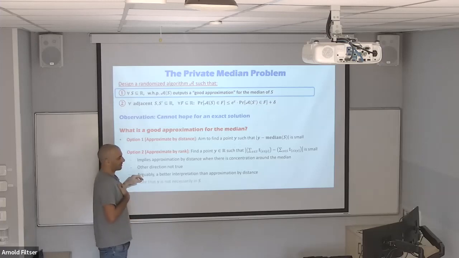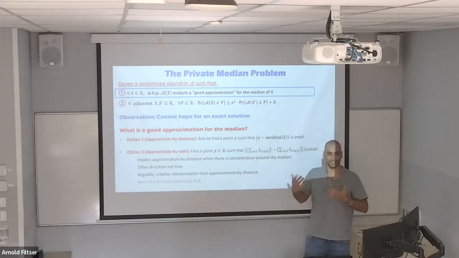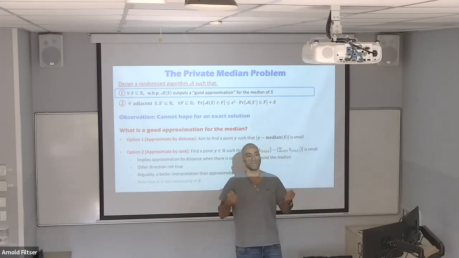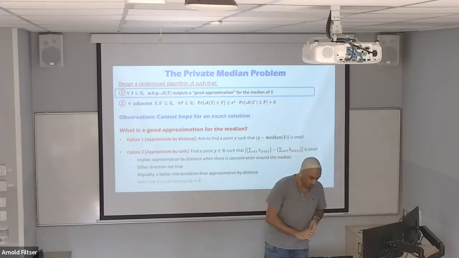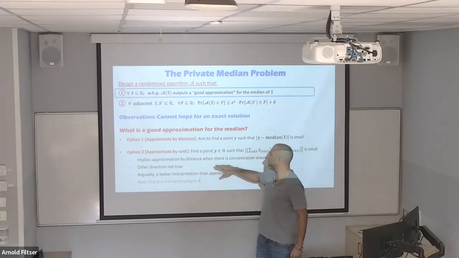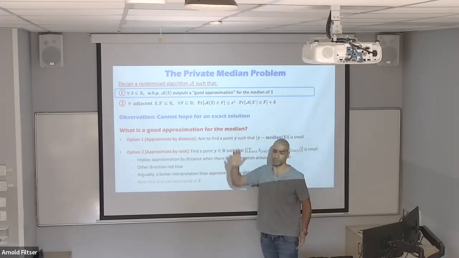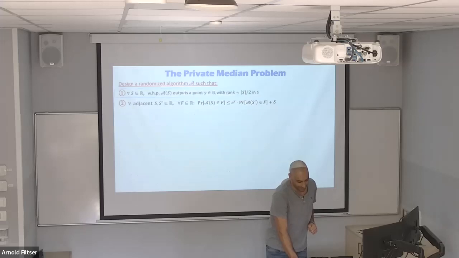And I think that it has better semantics than approximation by distance, because at least I understand what I'm getting. If I'm close in distance to the median, I might be outside of the interval where all of the points lie. Okay. And just a remark, the outcome of the algorithm is not necessarily a point from the data set, it's just a point on the real line. Questions so far? Okay.